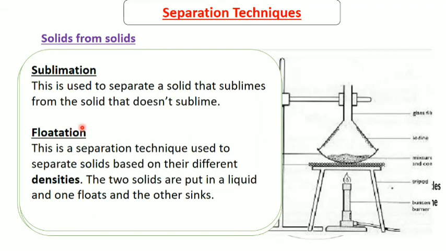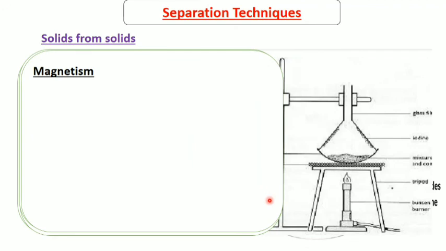Flotation is a separation technique used to separate solids based on their different densities. The two solids are put in a liquid and one floats and the other sinks. As simple as that. Another technique that is used is magnetism. This is the last technique we're going to take a look at in this part of the video. Magnetism is used to separate magnetic substances from non-magnetic substances. The physical property that is used is being a magnetic material or not. A magnetic material is attracted to a magnet, and a non-magnetic material is not attracted to a magnet.